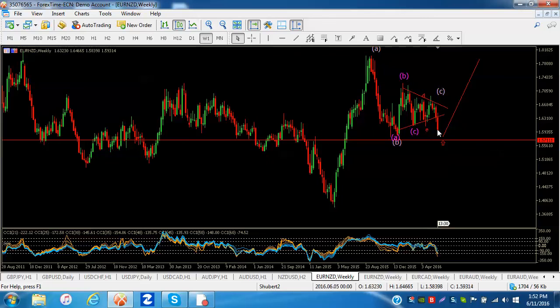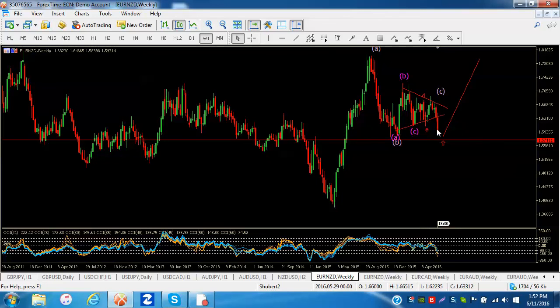This could also be around the time of Brexit. There's a lot of uncertainty about what's going to happen with Brexit. Well, it could end up being positive for the euro. Who knows? Nobody knows at this point. So there's the convergence of your fundamentals and your chart patterns right here. Okay, so be cautious of that.